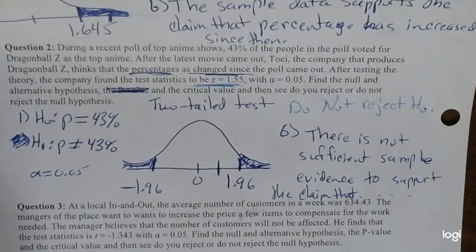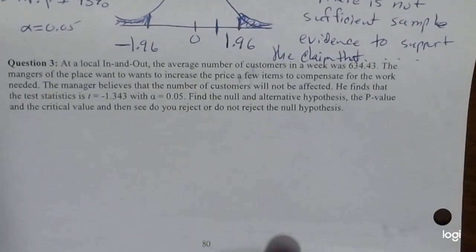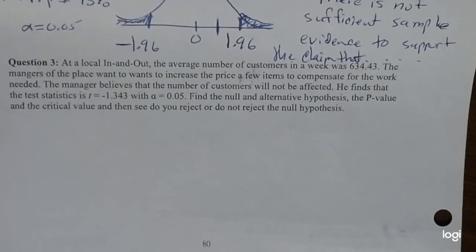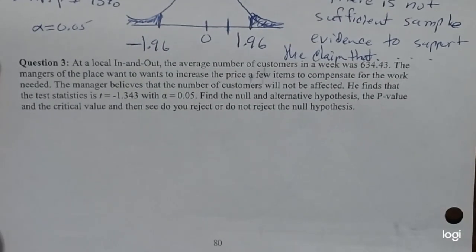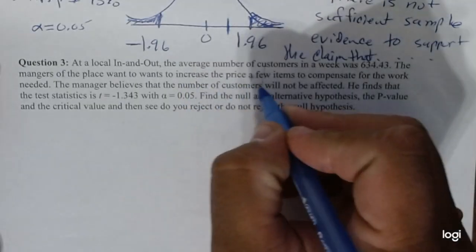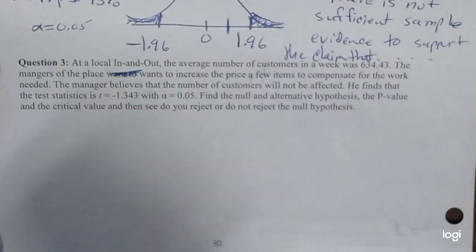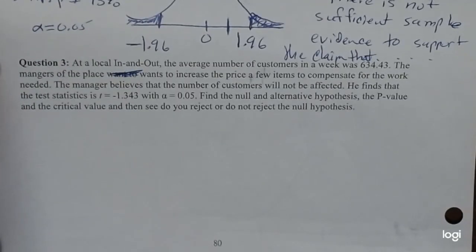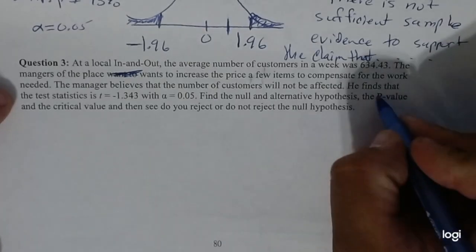Okay. All right, so now let's go to the last example here at the bottom. Question 3 says, at a local In-N-Out, the average number of customers in a week was 634.43. The managers of the place want to increase the price of a few items to compensate for the work needed. The manager believes that the number of customers will not be affected. He finds the test statistic is t equals negative 1.343 with alpha being 0.05. Find the null, alternative, all that fun stuff itself, right, when it comes to it.